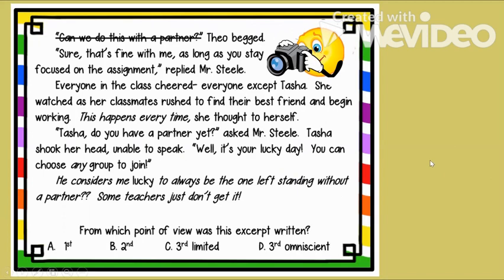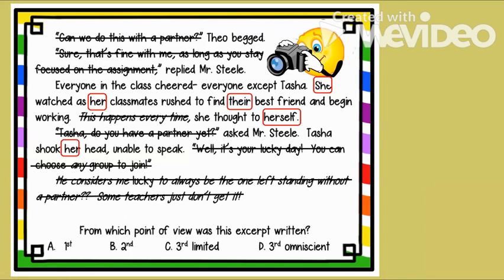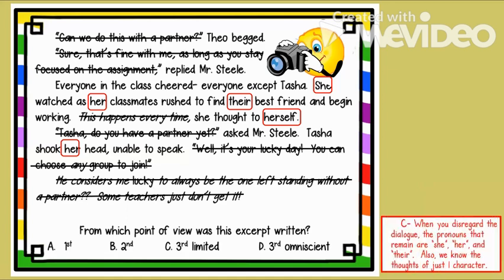Okay, we're going to cross through the dialogue and thoughts. Now we're going to go back and skim for pronouns. She, her, she, her. Okay, those are the only ones I see, she and her. Oh, I'm sorry, their and herself. Those pronouns are associated with third person point of view as well. And in this one, it's third person limited because they're talking about Mr. Steele and Tasha, but it's only identifying or focusing on Tasha's thoughts and feelings.